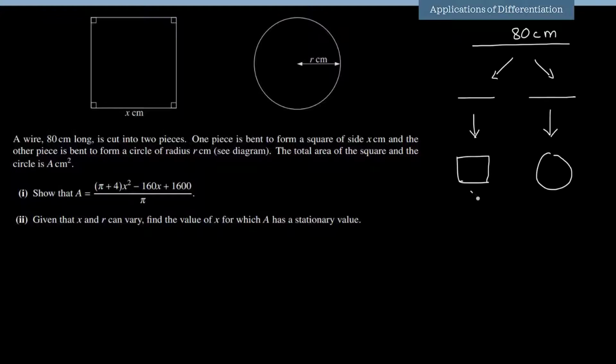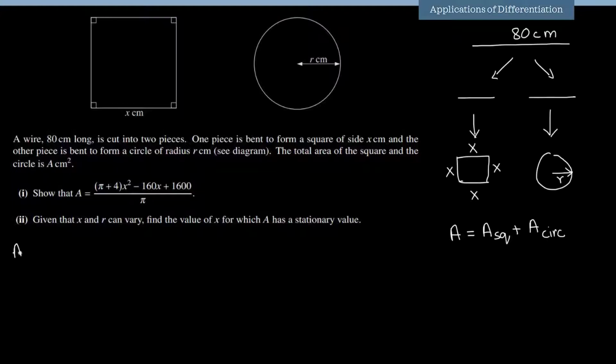This square has sides of length x centimeters and this circle has a radius of r centimeters. It is told that the total area of the square and the circle is A square centimeters. So the total area A is equal to the area of square plus area of circle. And I need to show that the total area is represented by this equation over here. So to show this, first I'll calculate the area of square and the area of circle.